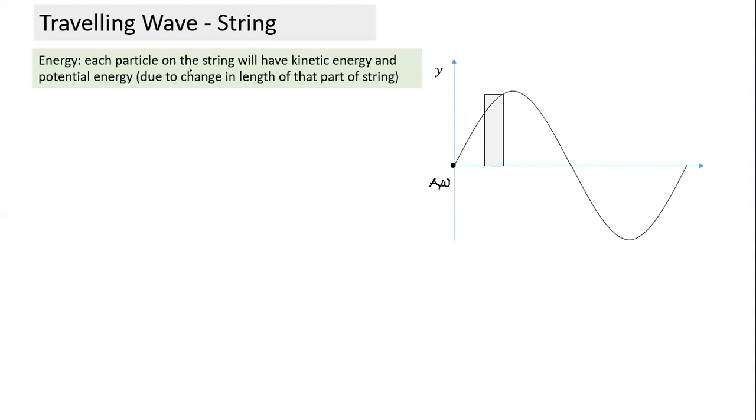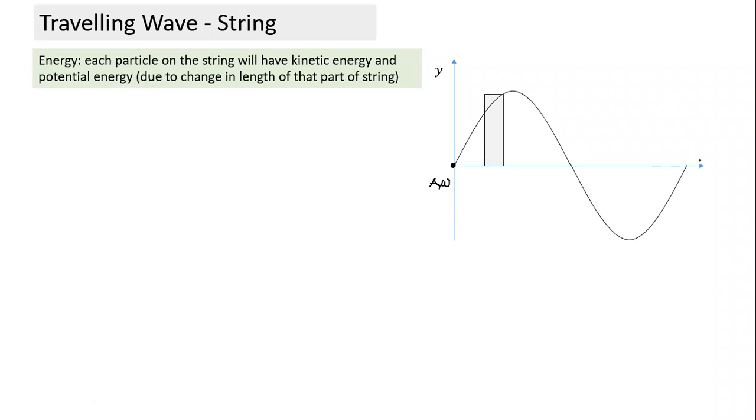Each particle on the string will have kinetic energy and potential energy. Potential energy is a little more involved, kinetic energy is easy to understand. And this potential energy is slightly different from the potential energy we had dealt with earlier. We'll try to understand what the potential energy term is here. Just look at the figure here.